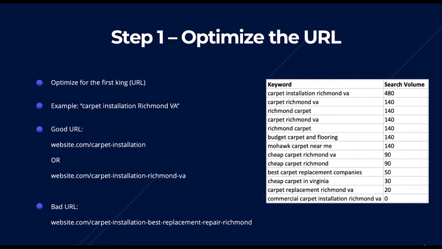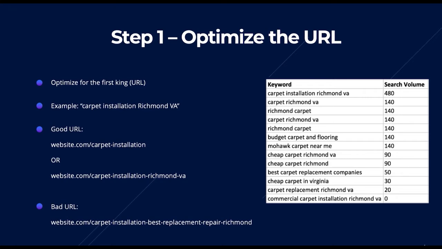As a result, we want to include at least one part of this keyword in the URL. So a good example would be website.com/carpet-installation. Or we could have website.com/carpet-installation-richmond-virginia, which is the whole keyword string.